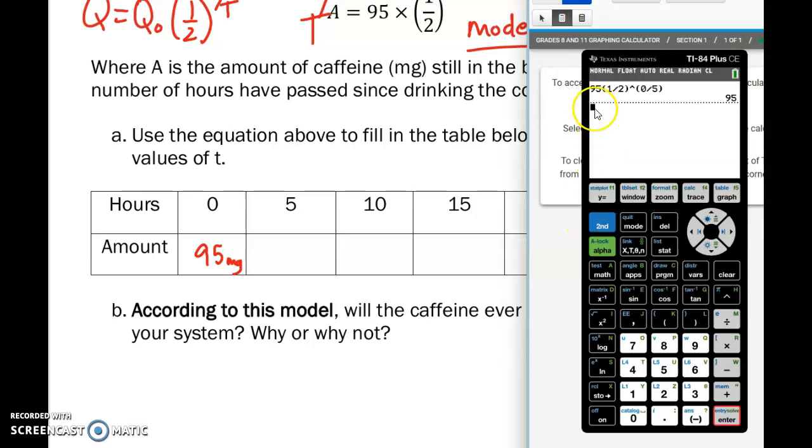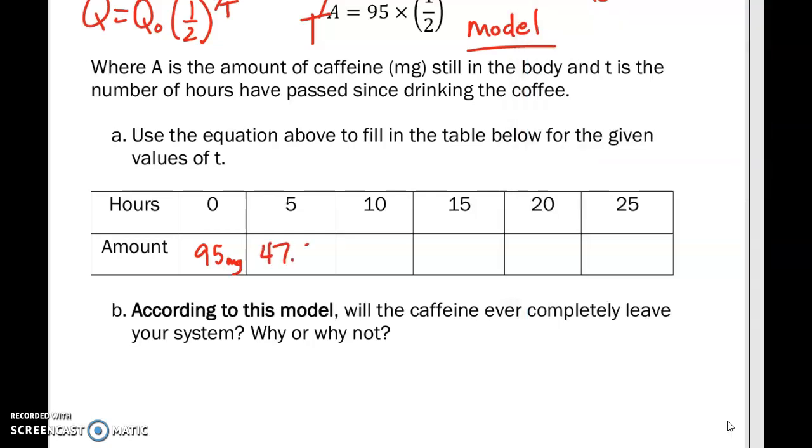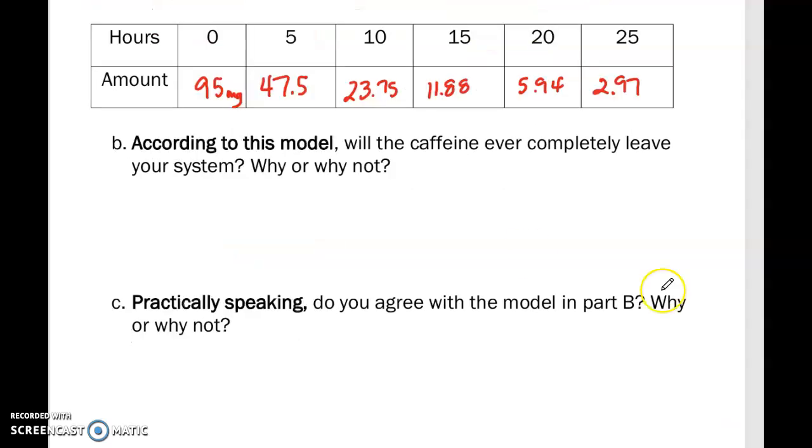Now, I'm going to show you a shortcut. On the calculator, instead of retyping this, you can hit second and then the enter button, and then you can left arrow over and change this. So I can change it to 5. After 5 hours, well, it decreases by half the amount. And so now I've done the whole table. I've completed it by using that method in my calculator.